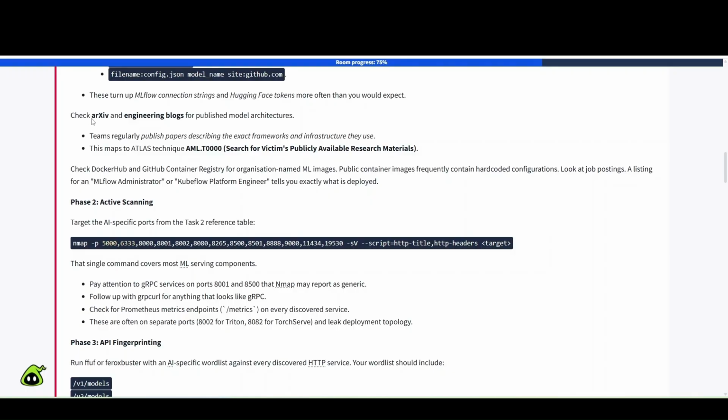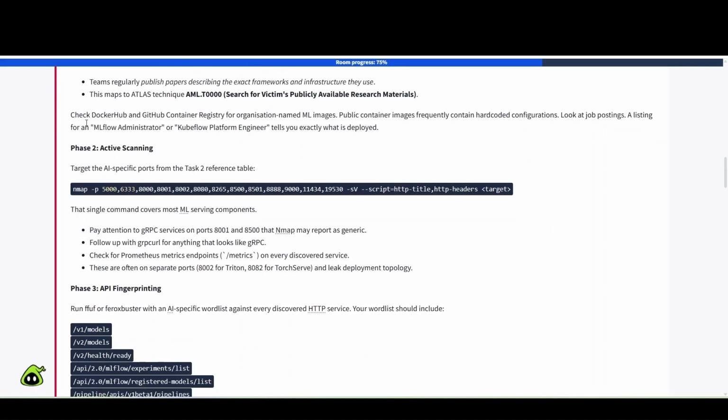Okay, so let's see here. Check arXiv and engineering blogs for published model architectures. Teams regularly publish papers describing the exact frameworks and infrastructure they use. This maps to ATLAS technique AML.T0000, search for victims' publicly available research materials. Check Docker Hub and GitHub Container Registry for organization-named ML images. Public container images frequently contain hard-coded configurations. Look at job postings, like a listing for an MLflow administrator or a Kubeflow platform engineer. It tells you exactly what is deployed.